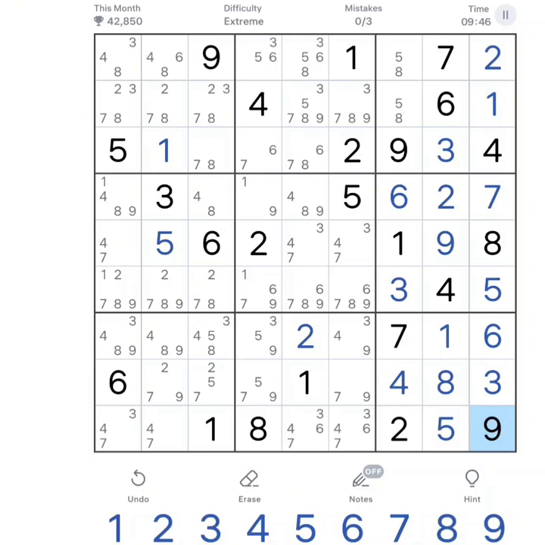Okay, someone told me in the other puzzle I was missing something. Did I overlook something? So, all right, so I have 1's here.